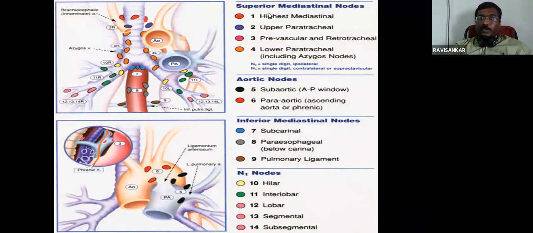This one is very important because they are classified as N1 nodes and N2 nodes, because of the location of the nodes. When you have higher mediastinal nodes, there are two areas you have to remember, the stations: the station in gastric cancer and the station in lung cancer. There are not many stations available. Remember that station 1 is the highest mediastinal, present usually about the brachiocephalic artery.